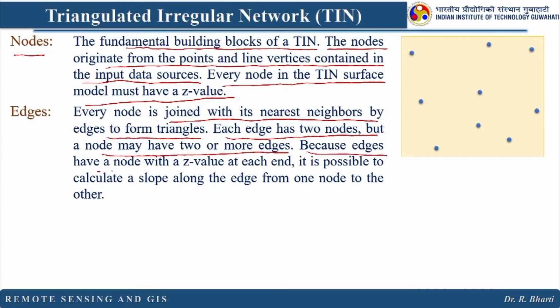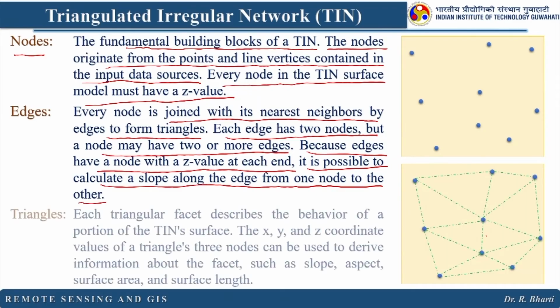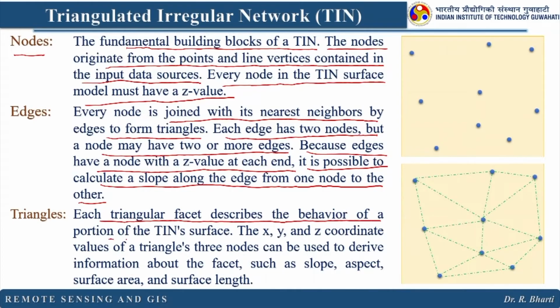Because edges have a node with a z value at each end, it is possible to calculate a slope along the edge from one node to another. Here you can see the triangles. Each triangular facet describes the behavior of a portion of the TIN surface. The x, y and z coordinate values of a triangle's three nodes can be used to derive information about the facets such as slope, aspect, surface area and surface length. So, these are some terms which we frequently use while working with TIN.